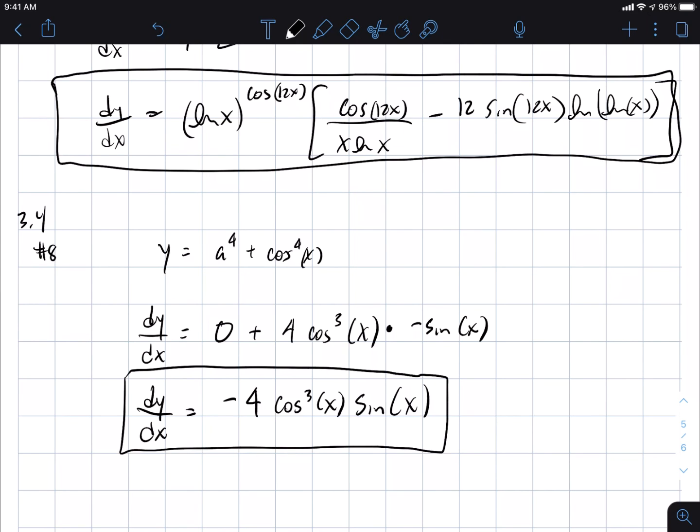What's that? I'm sorry? So if we see a letter that's at the beginning of the alphabet, we regard them as constants, unless we're talking about it implicitly, then you would take a derivative of it. But since this here was before I even talked about implicit, a is just a constant. Okay.